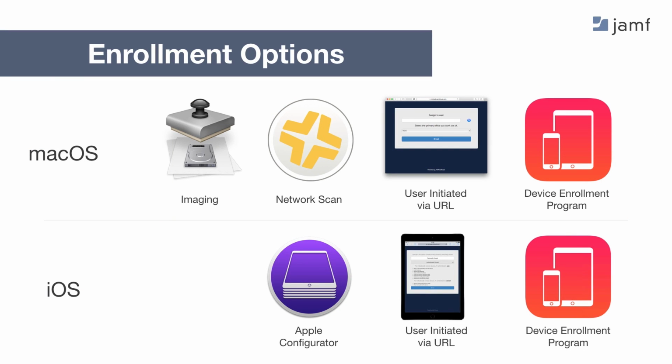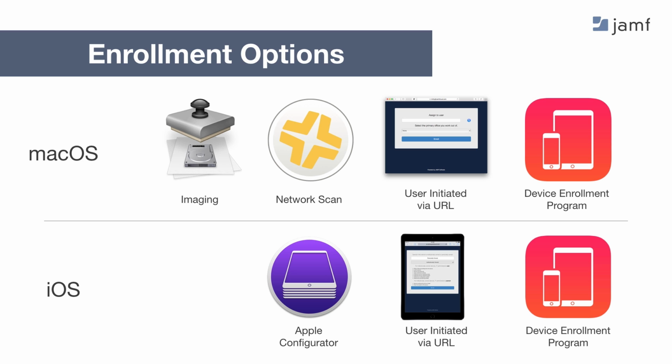So what does this look like? If we're talking about a Mac running macOS, there are several different ways that you can do enrollment. Imaging, this is still a workflow that you can do where you take an image of an operating system with all the software that you need, and you deploy that in one big process. Using Jamf Pro, you can scan your network for devices and enroll them that way. You can also have a user self-enroll a device once it's already set up. And of course, we can use Device Enrollment Program.